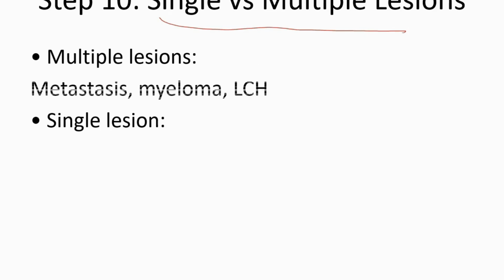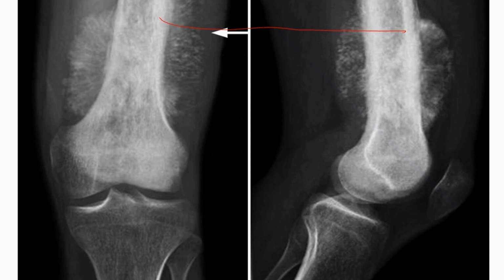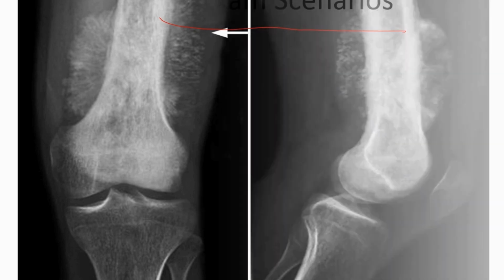Now step 10, single versus multiple lesions. Multiple lesions are seen in metastasis, multiple myeloma and Langerhans cell histiocytosis. As we can see in this MRI, the multiple lesions and skip lesions can be visualized very precisely, and a single lesion can be seen in primary bone tumors. As we can see here, there is a sunburst type of periosteal reaction seen in this X-ray. So this is a single lesion, seen mostly in primary lesions.